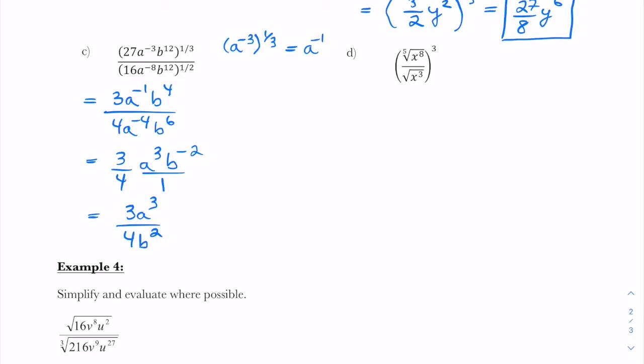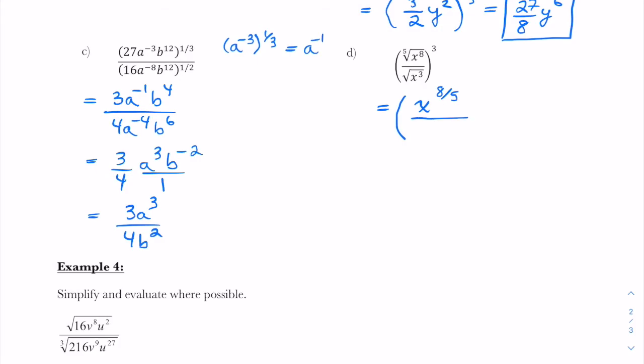And in part D, this one here, we have the 5th root of x to the 8th over the square root of x to the 3rd, all of that being to the exponent 3. There's a lot going on here. I think it's going to be easiest if we convert everything into a rational exponent. Let me show you how we do that. Inside of the brackets, I'm going to change the 5th root of x to the 8th as x to the exponent of 8 over 5. I'm just using the rule on the first page of this lesson in reverse.